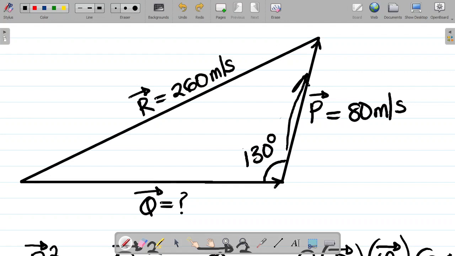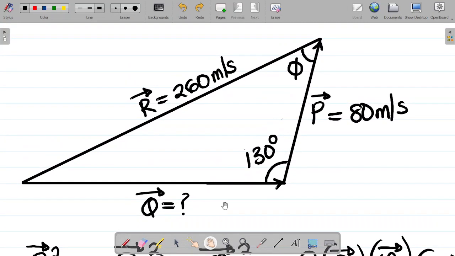So the angle between P and R is simply this part here. Let's call the angle phi. So phi, as you can see here, is the angle between P, which is this side, and R, which is this side here. Alright, so we want to get the value of phi. What do we use? From here, we use the concept of the sine rule.